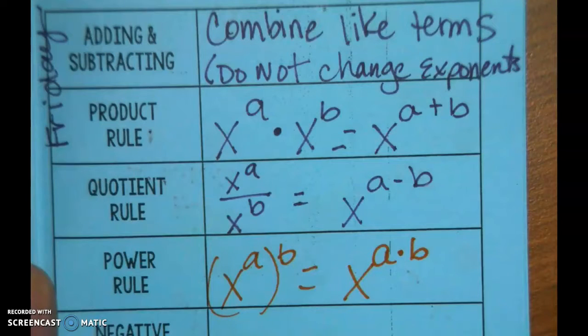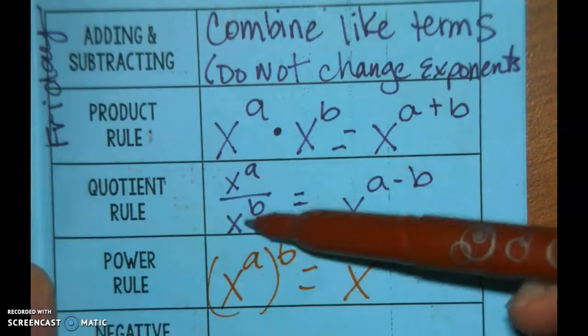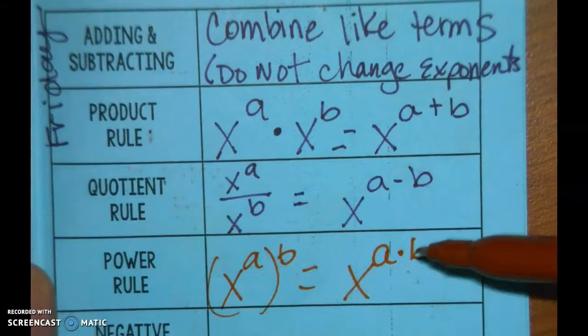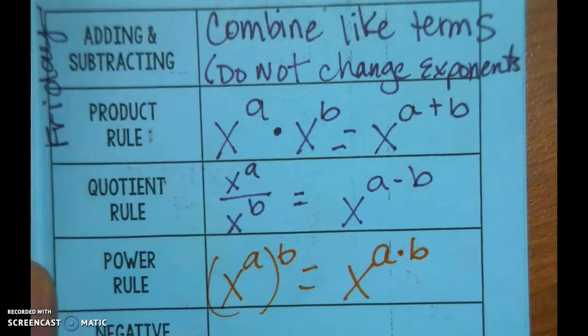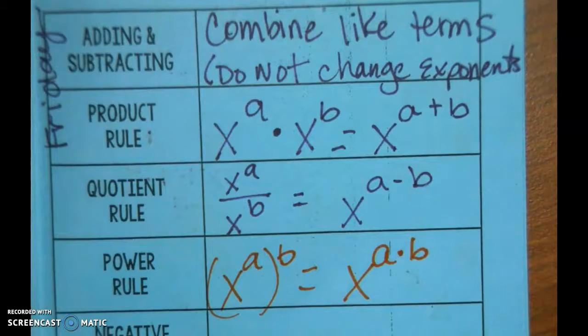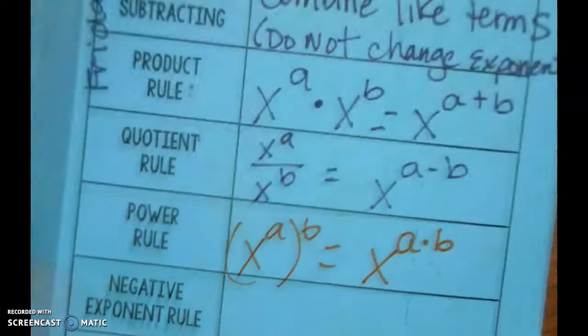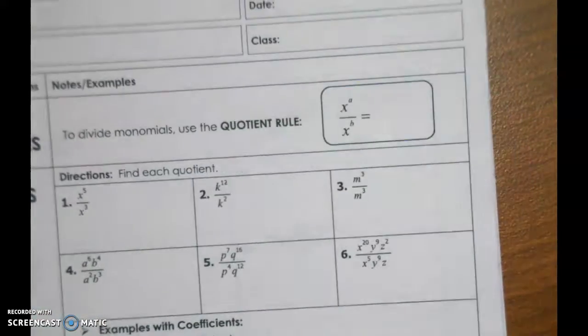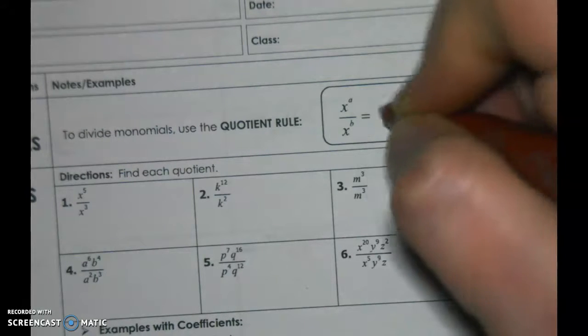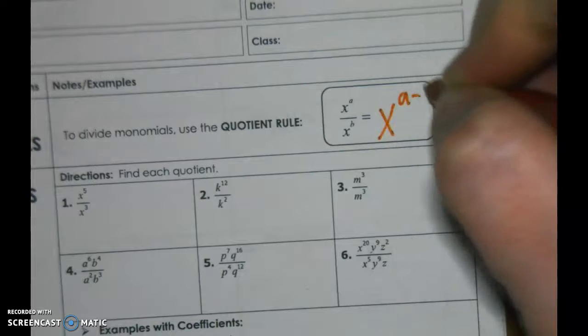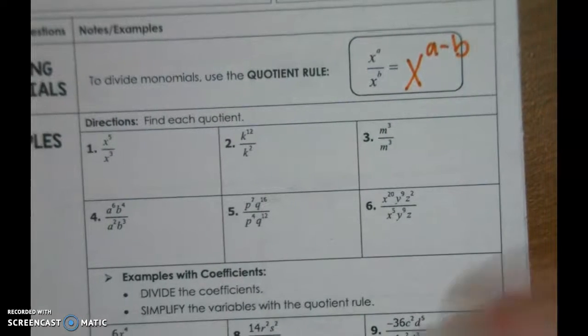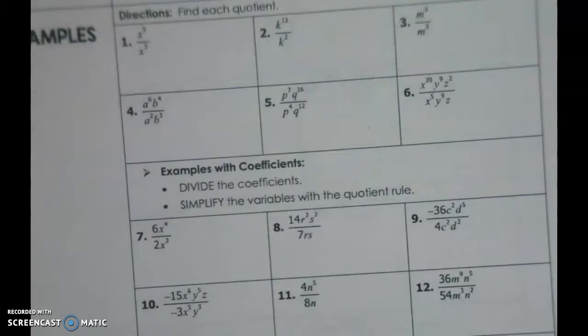Okay? So the quotient rule says that when you're dividing the same bases, you just subtract the exponents. This is super easy. You're going to love it. It's awesome. So go ahead and pause and fill that in. Okay? So here our quotient rule says that when you're dividing, it's a minus b. Let me show you why. And if you write this down in your journal, that'll be awesome.